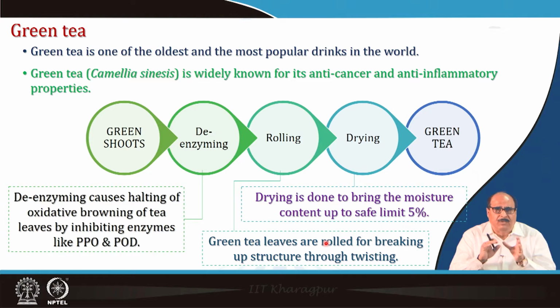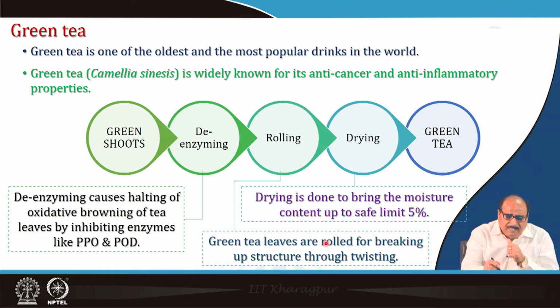Green tea, as I told you, is one of the oldest and most popular drinks in the world. Green tea is widely known for its anti-cancer and anti-inflammatory properties. It has a very good health value. It has a grassy flavor and a slightly greenish color as well. What is done basically is that these green shoots are taken immediately after plucking and de-enzymed.